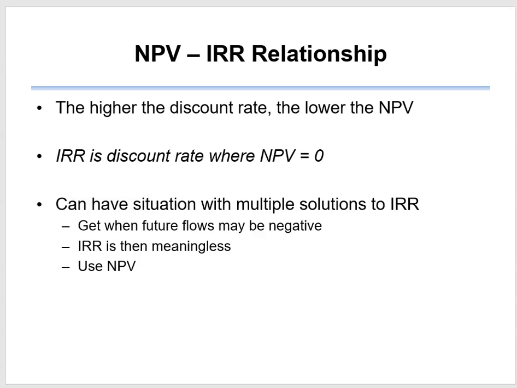Now, it's possible that there might be multiple solutions to internal rate of return when future cash flows might be negative. You really don't want to use the internal rate of return then. You just go back and use the basic net present value.